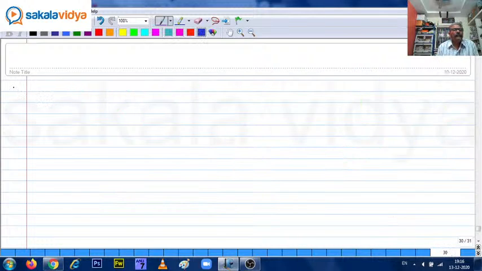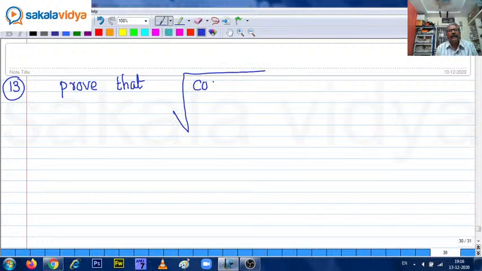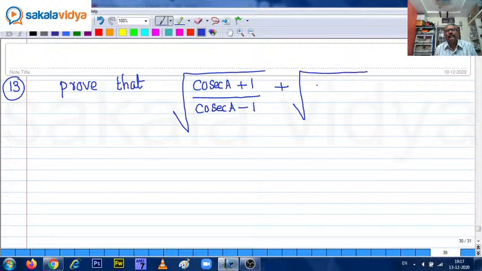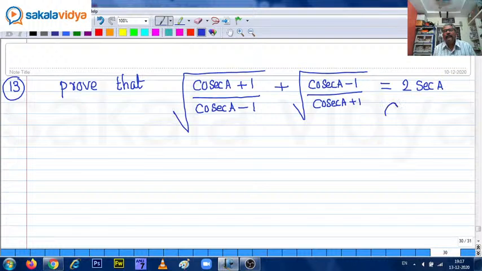Okay, 13th question. Prove that root of (cosec a plus 1) upon (cosec a minus 1) plus root of (cosec a minus 1) upon (cosec a plus 1) equal to, so what is the answer? You get 2 sec a, where 0 degrees is less than a less than 90 degrees. So can you solve?